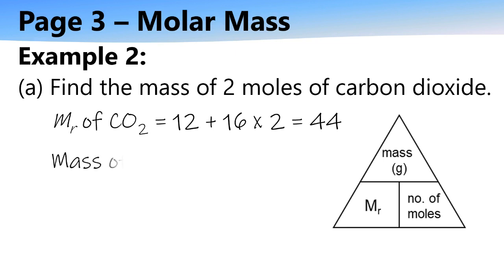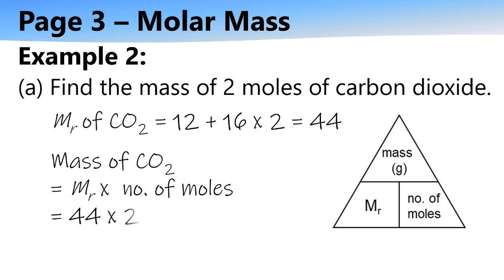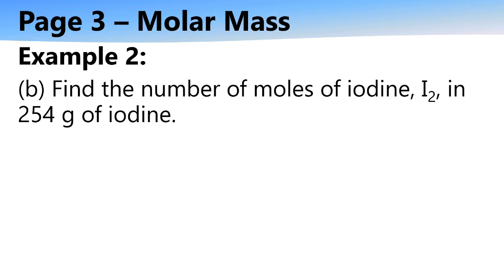Thus, the mass of carbon dioxide for this particular case, a reminder, is the MR times the number of moles. The MR is 44 and the number of moles is 2, so it's 44 times 2 and we get 88 grams. I'll give you some time to write down the workings. Okay, moving on. Part B.